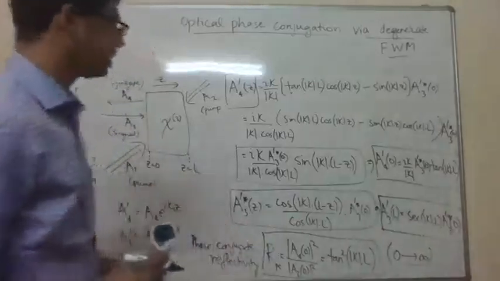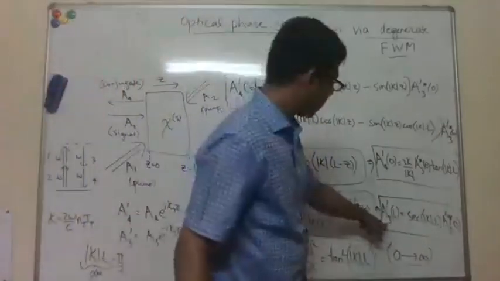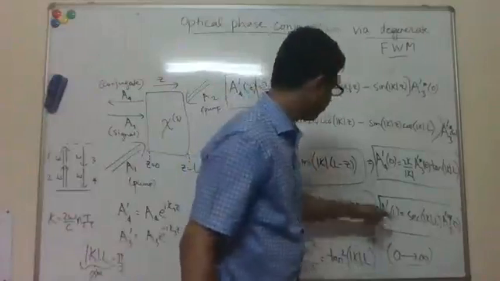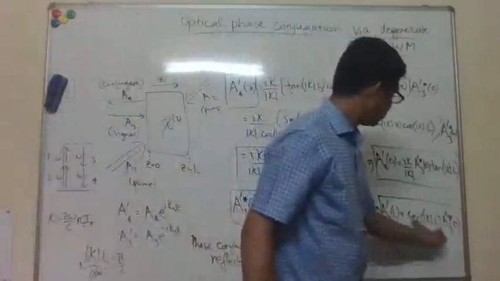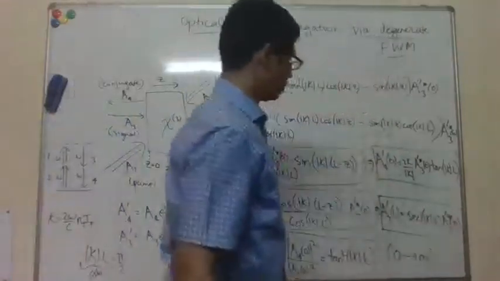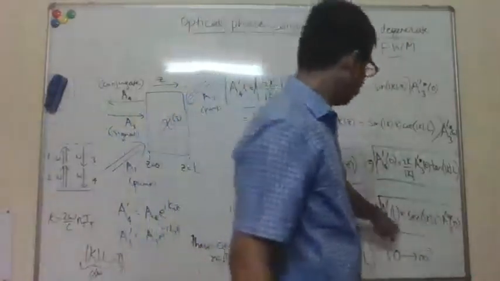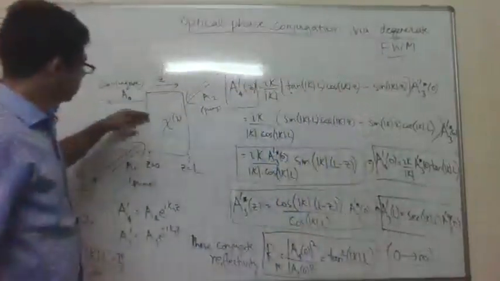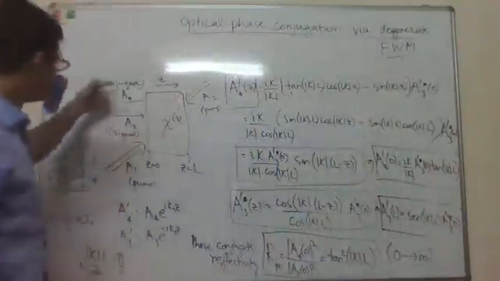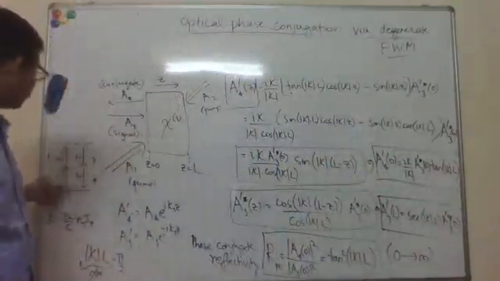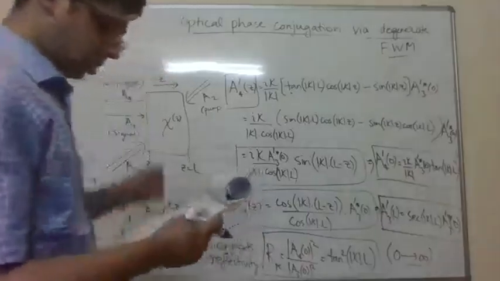Okay, and you can see that even the signal wave experiences amplification. The amplitude of the wave at the end of the medium L is secant kappa L times the input. And you know secant is 1 over cosine, so secant is always greater than 1. So the signal wave also experiences amplification inside the medium. Both signal and conjugate are amplified, which can be explained by the fact that we are taking energy from the pumps and transferring it to the signal and conjugate.